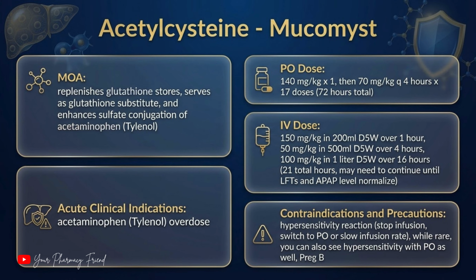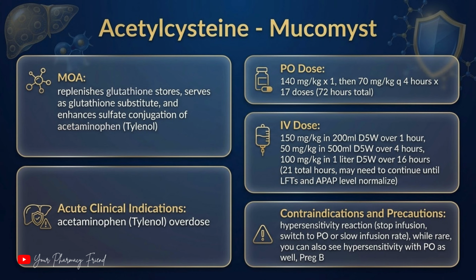Acetylcysteine, commonly known by the brand name Mucomyst, is the antidote of choice for acetaminophen overdose. Acetylcysteine works through several important mechanisms. First, it replenishes hepatic glutathione stores. During an acetaminophen overdose, toxic metabolites, particularly NAPQI, rapidly deplete glutathione in the liver. When glutathione levels fall, these toxic metabolites begin to damage liver cells, leading to hepatic injury. Acetylcysteine helps prevent this damage by restoring glutathione levels, allowing the toxic metabolite to be detoxified safely.